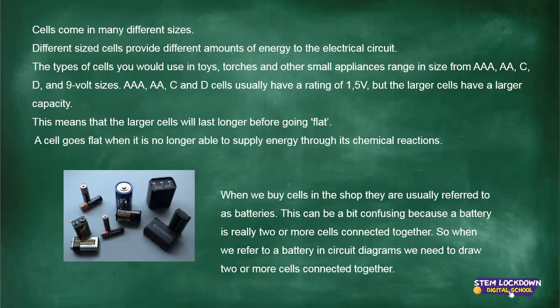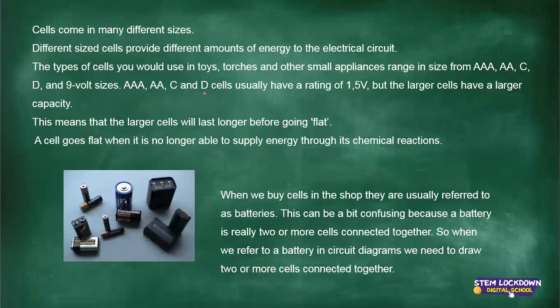You can see in the picture, all these batteries come in different sizes, and they give you different outputs as well. The types of cells you would use in toys, torches, and other small appliances range from AAA, AA, C, D. You would know what the sizes are by these letters here. And 9 volts.